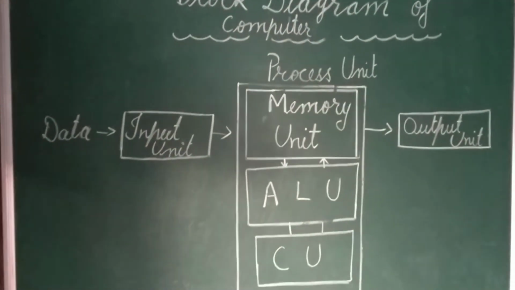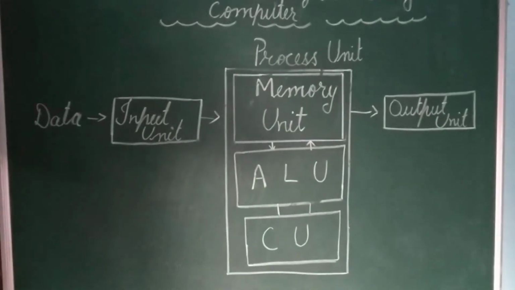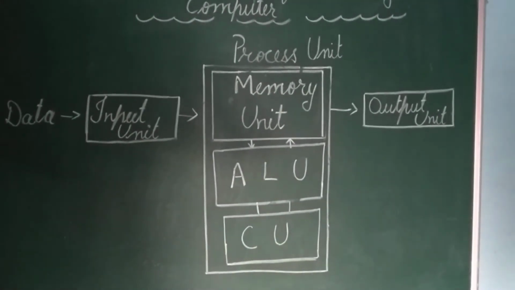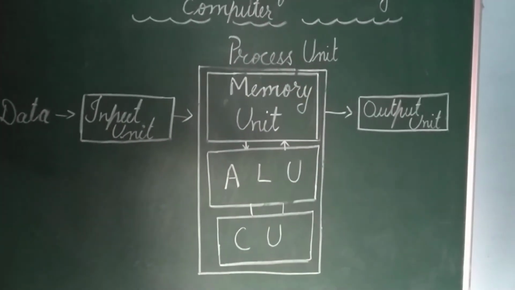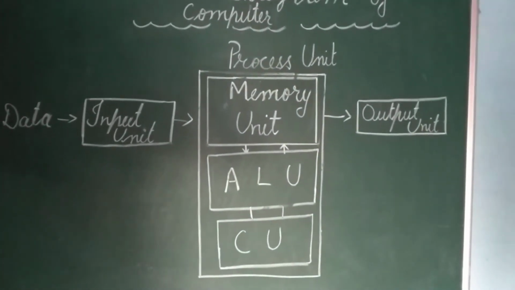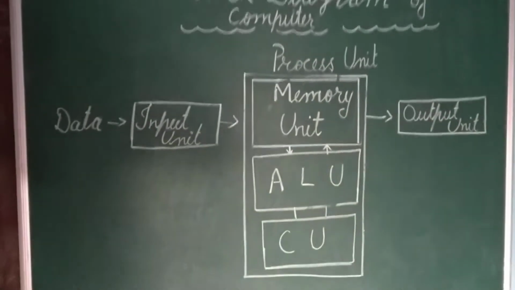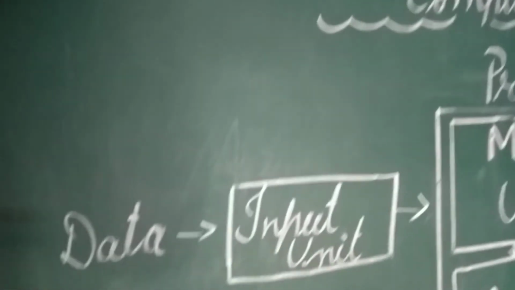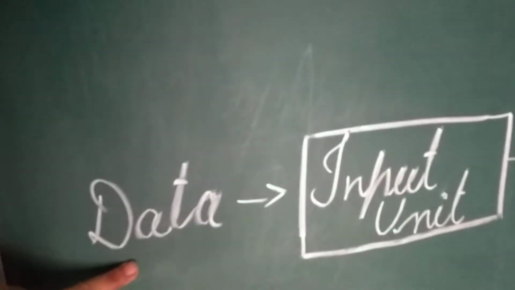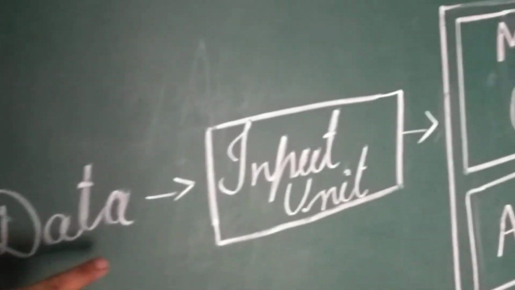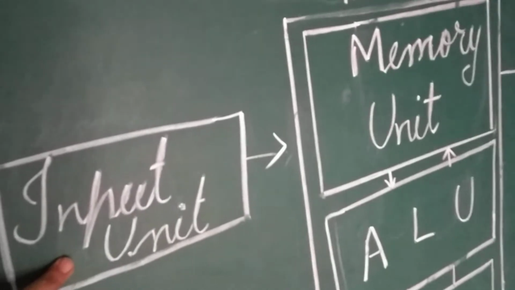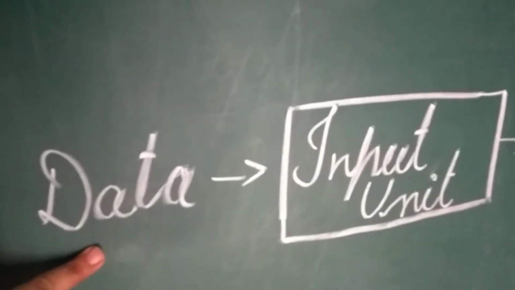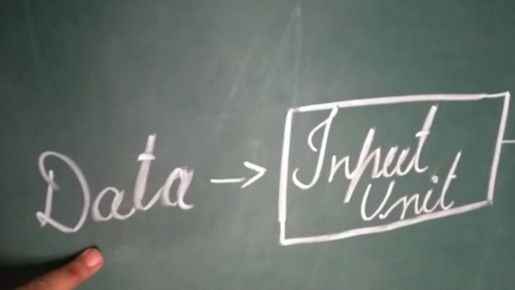In that block diagram, you can see we have three different units: input unit, process unit, and output unit. To work on computer, what are we supposed to do? First, we enter the data through input units. Data means what? Data means the raw information, which can be meaningless.